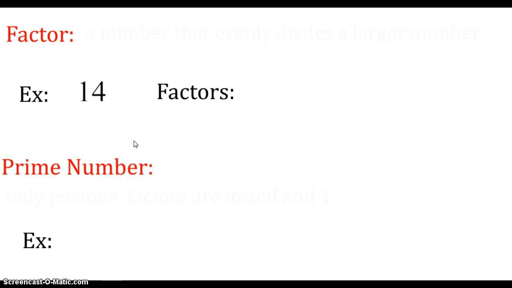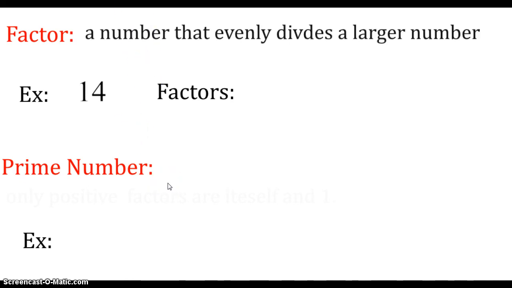And so the first thing we want to know is, what is a factor? A factor is a number that evenly divides a larger number. So for example, if we look at the number 14 and we want to find the factors of 14, we're finding numbers that evenly divide into it. So for example, 1 and 14 and 2 and 7. And they would be our only factors of the number 14.